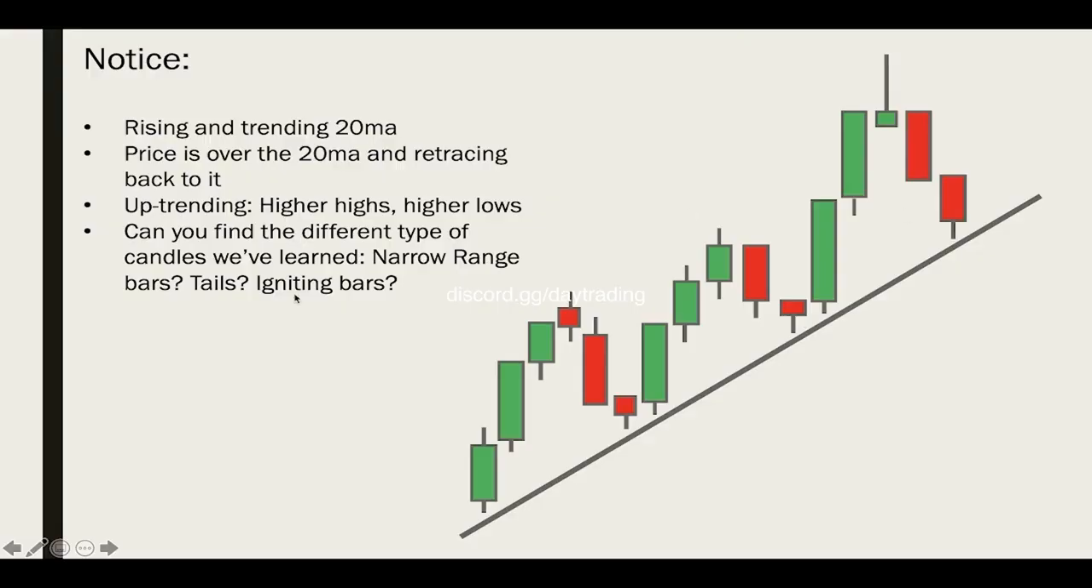My question for you is, can you find the different types of candles that we've learned about? Narrow range bars, tails, or igniting bars. Take a look at this chart and try to pinpoint some of the different candlesticks we've learned about. Go ahead and pause the video and just try to write them down. I'll give you a second to do that.